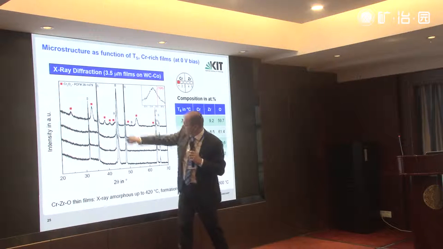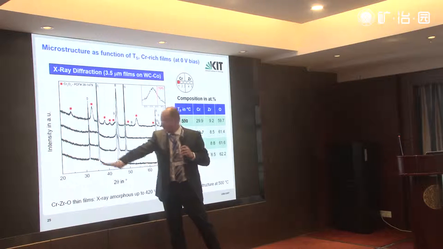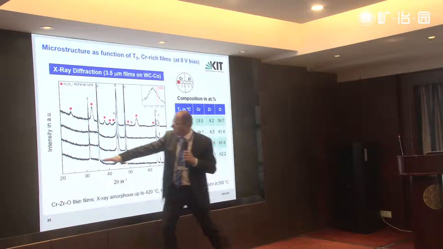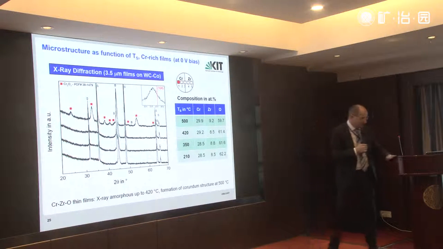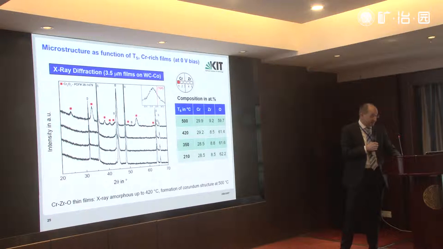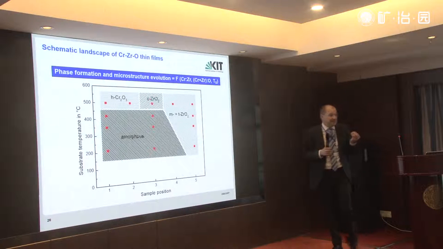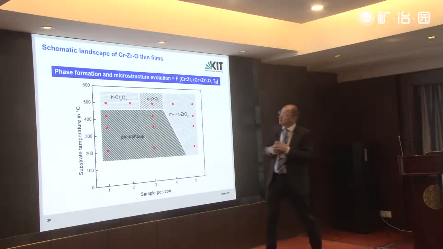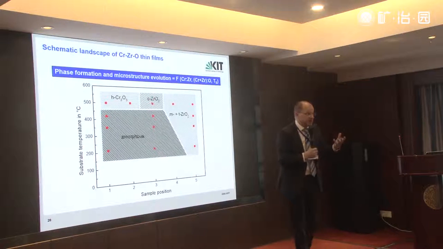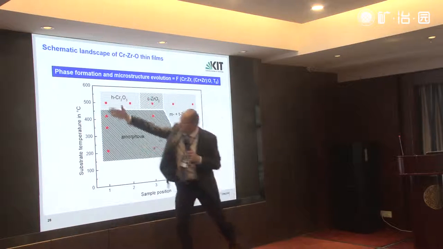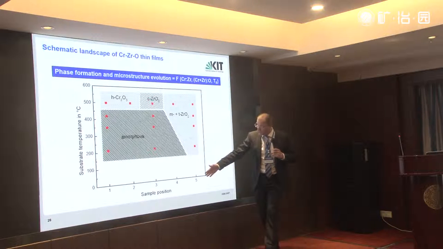So these peaks here are the reflections from the hard metals. This is not the coating itself. So we find very clear crystallization behavior with increasing temperature during the treatment of the substrate. From such results, we can derive a schematic landscape of the chromium zirconium oxygen thin films depending on the substrate temperature and the sample position number 1 to 5.